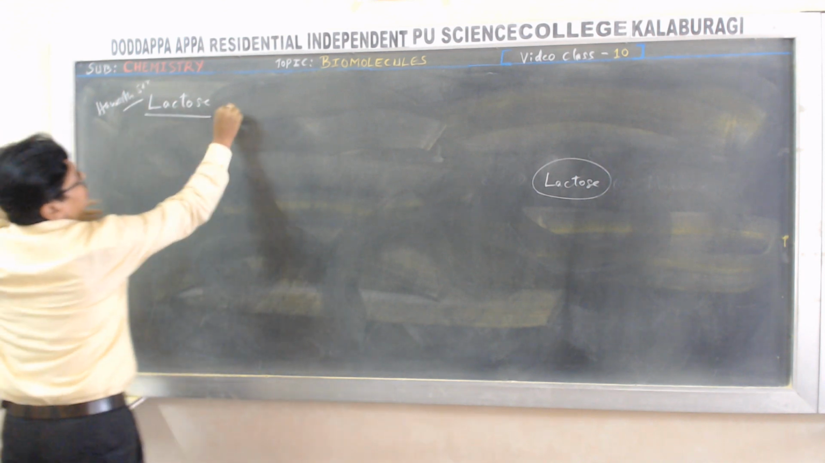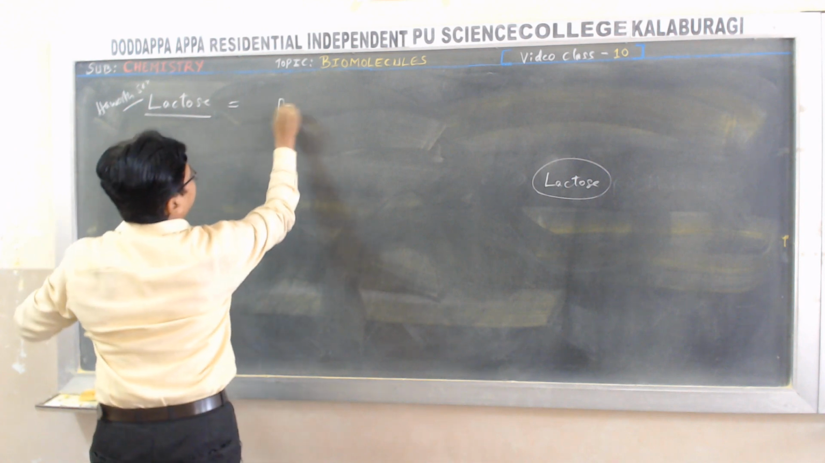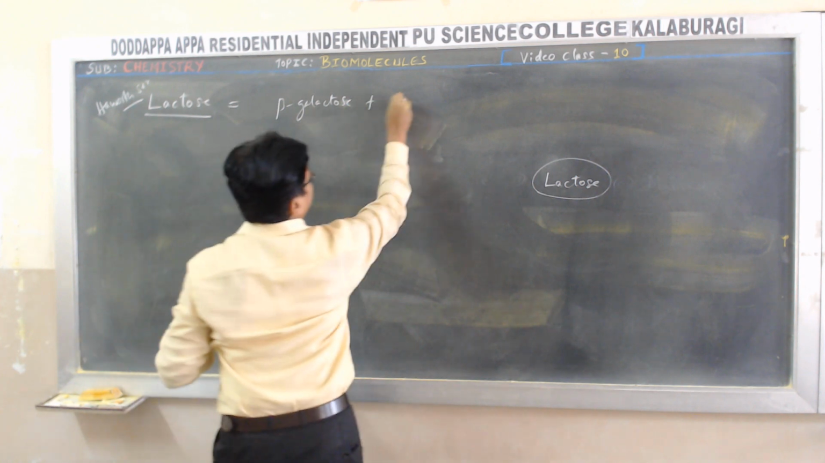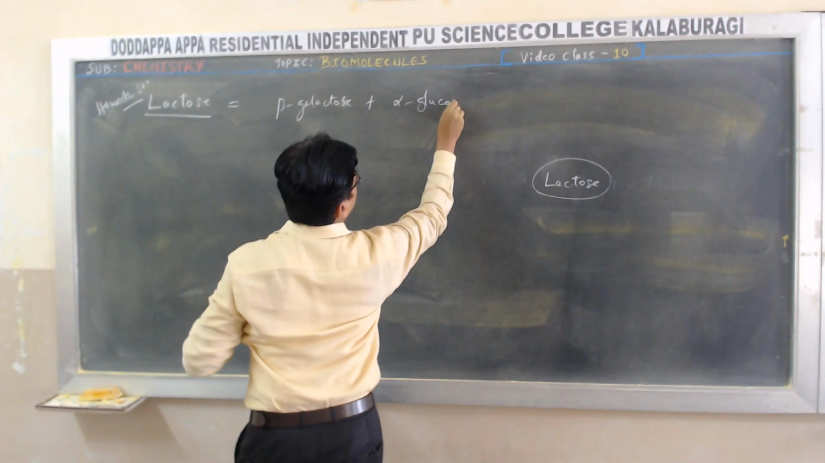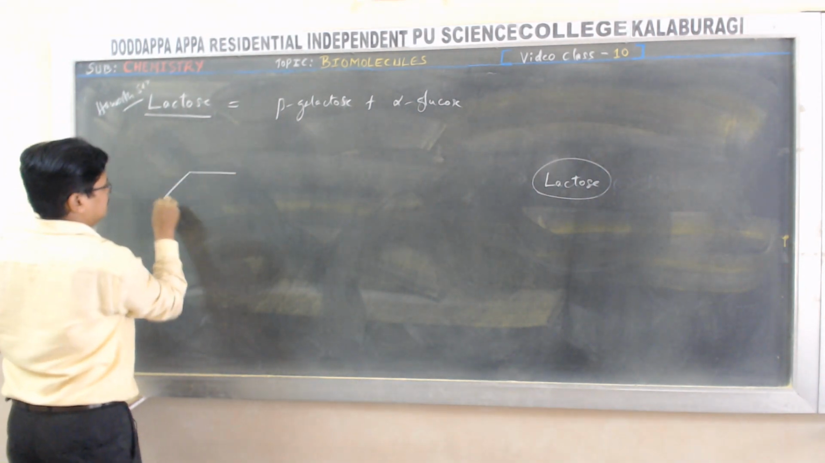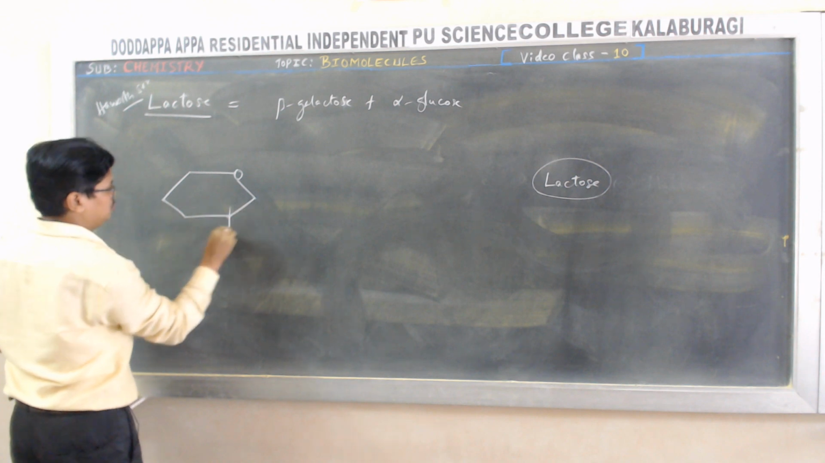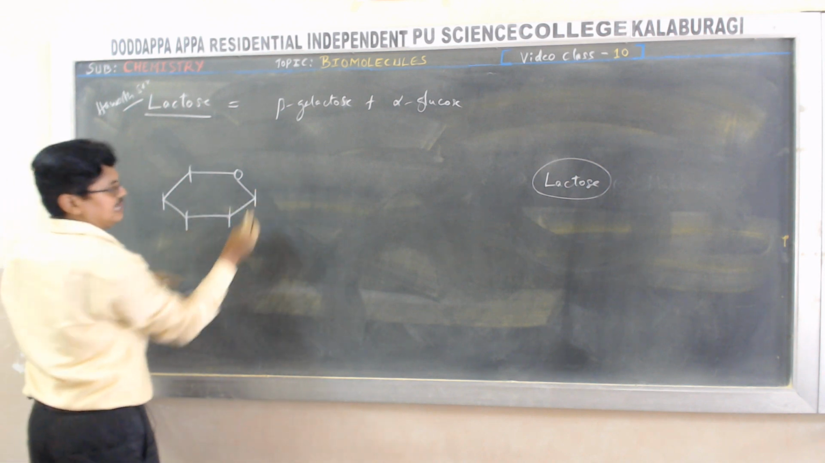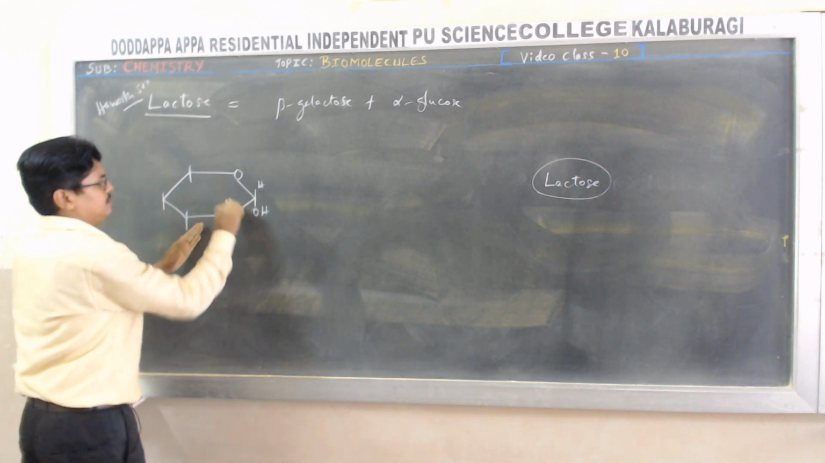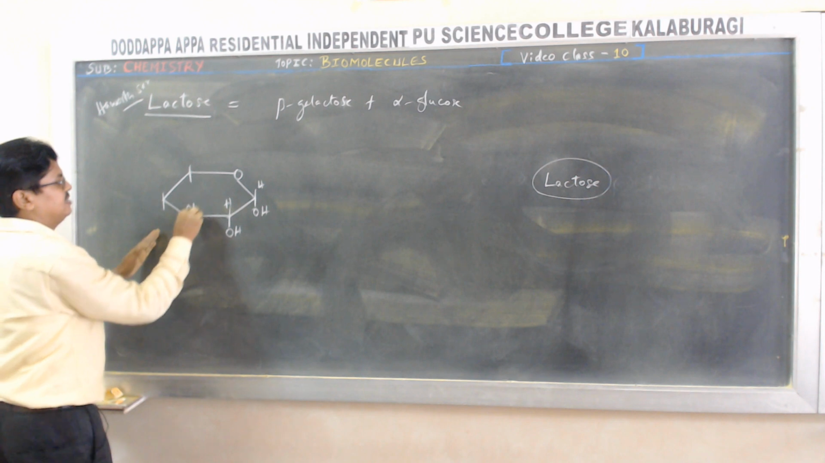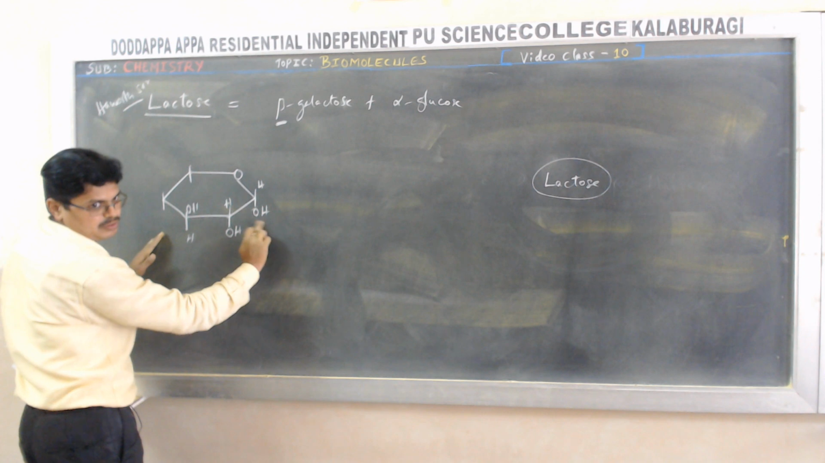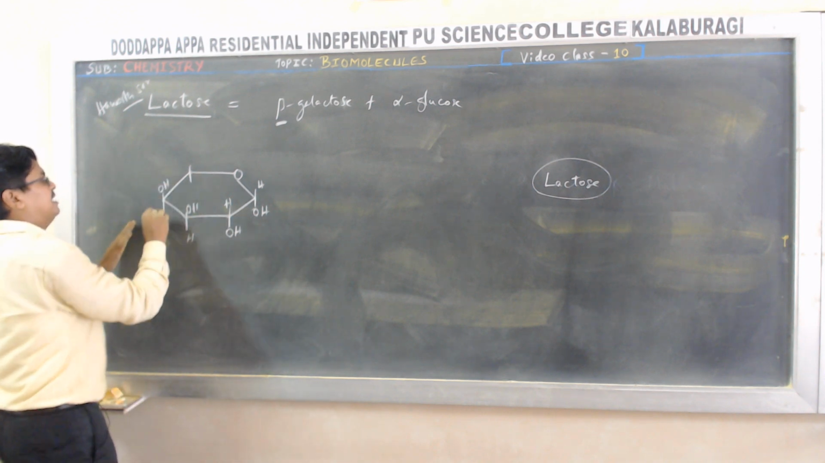First you should know what lactose is made up of: beta galactose plus alpha glucose. While showing the structure of galactose, I showed you like this. Here I made the mistake first. I wrote H and OH. It should be beta. Beta means OH should go above, but I wrote it below. That is the mistake that I committed.